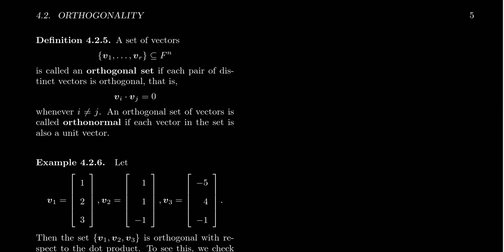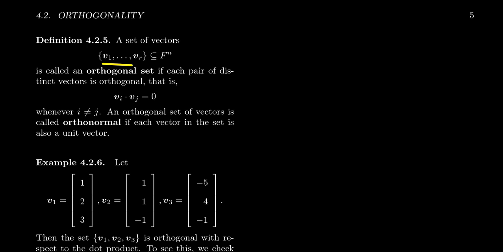We have described when a pair of vectors are considered orthogonal. In this video, we're going to talk about when a set of vectors is orthogonal. So suppose we have some set of vectors v1 all the way up to vr, and this lives inside of Fn dimensional space. We say that the set v1 up to vr is an orthogonal set if each pair of distinct vectors is orthogonal. That is, if vi dot vj equals 0 whenever the indices i and j are different from each other. So that's what we mean by an orthogonal set.